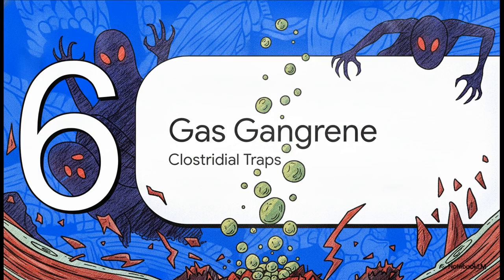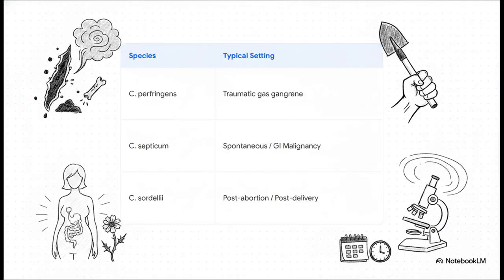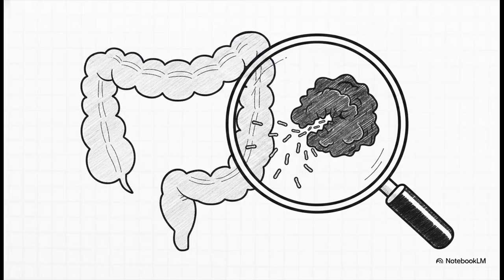Finally, we hit rock bottom at the muscle layer for Part 6, the gas gangrene traps. Telling these three Clostridium species apart comes down to one thing: spotting the specific clinical trigger in the vignette. See, perfringens is your classic traumatic gas gangrene, a deep ischemic wound contaminated with soil. But it's those other two species where the really high-level board points are scored. Take C. septicum. It actually has a pretty high oxygen tolerance, which allows it to cause spontaneous gangrene in totally normal, healthy tissue. But it doesn't just happen out of nowhere.